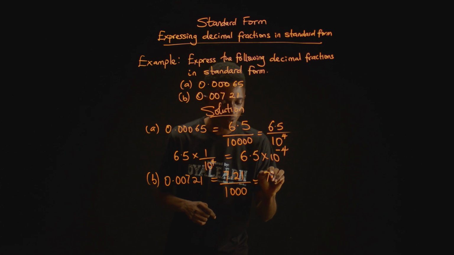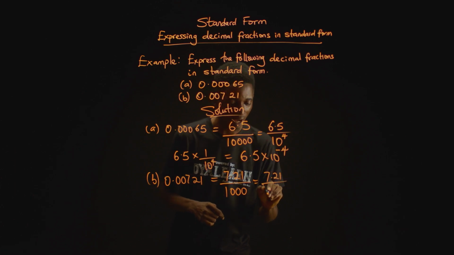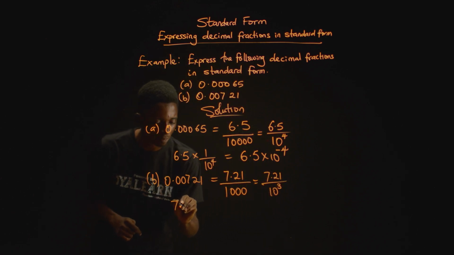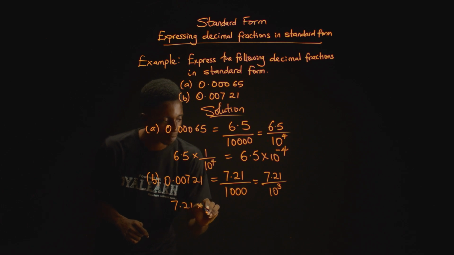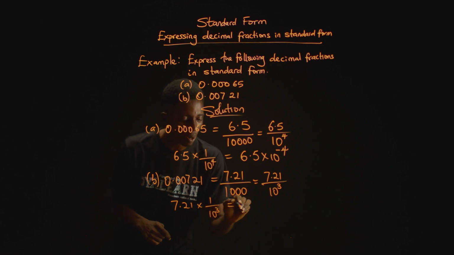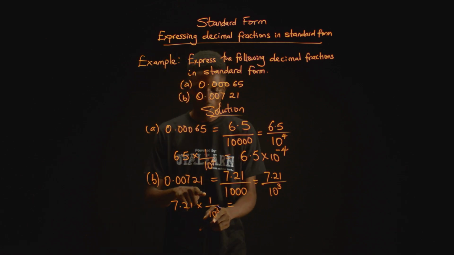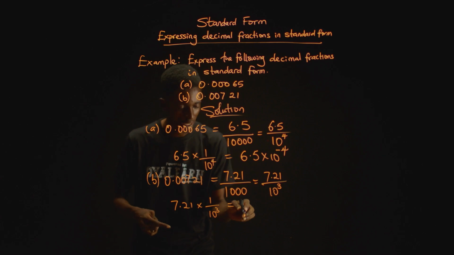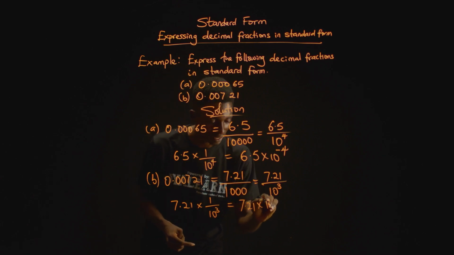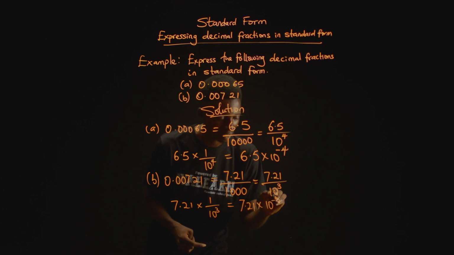So we would have 7.21 over 10 raised to the power of 3. Therefore, from here we can then have it as 7.21 multiplied by 1 over 10 raised to the power 3. And when we follow our law of indices, to change this to negative index, we'll then have 7.21 multiplied by 10 raised to the power minus 3.